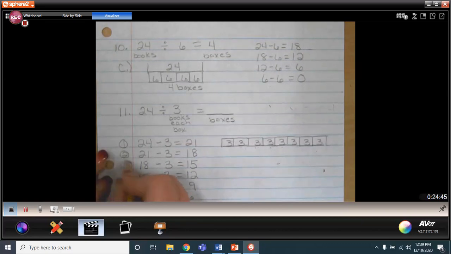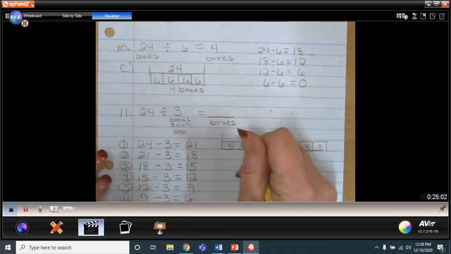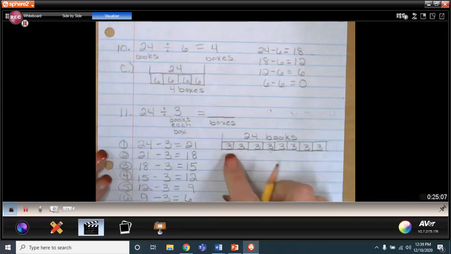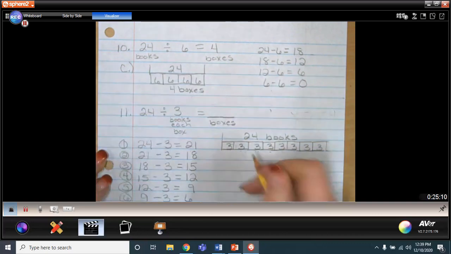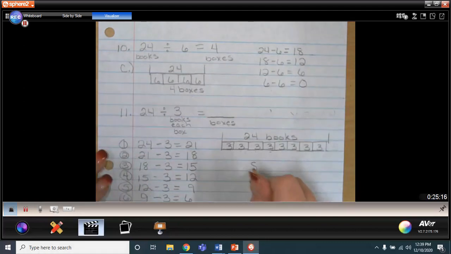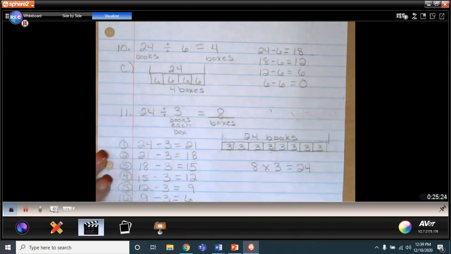Now again, this is important to know your multiplication facts, because I caught myself. I know that 8 times 3 is 24, so I knew that couldn't be correct. I'm always double checking because I need to make sure I'm accurate. So I have 24 books. I'm putting them into groups of 3, and I have 1, 2, 3, 4, 5, 6, 7, 8 groups of 3. So 8 times 3 is 24. And my boxes is 8 boxes.